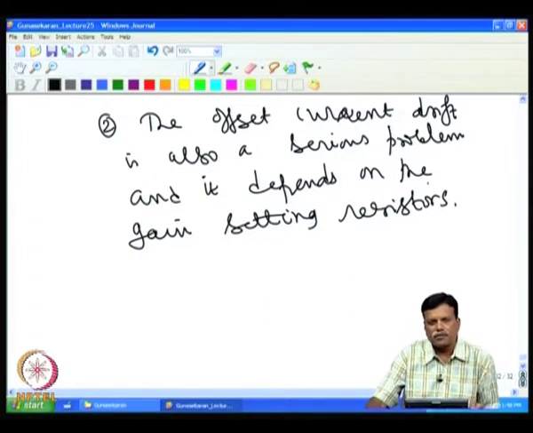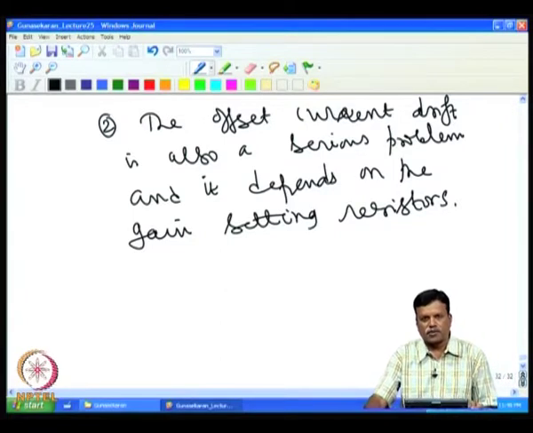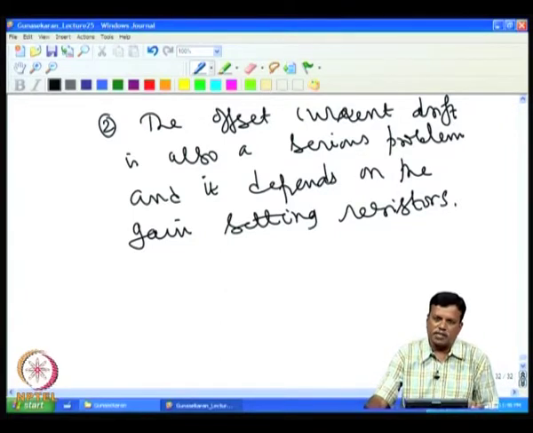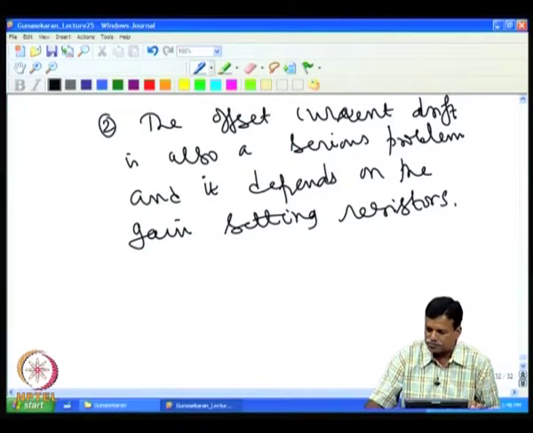So, one must be aware of these two problems, offset current drift and offset voltage drift, and these two are the main limiting factors in operational amplifier DC applications. In AC applications we need not worry about these parameters. If you are using an operational amplifier for DC applications, then one has to worry about these two parameters, offset current and offset voltage drift.